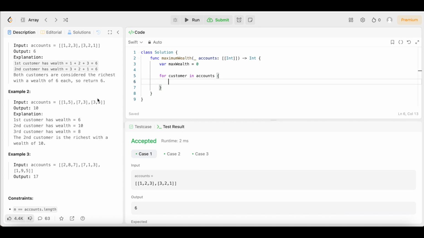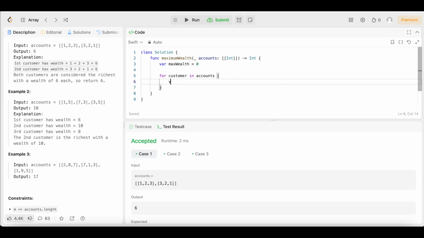So the customer in accounts is represented by each one of these sub arrays inside the initial array. So this would be a customer, this would be a customer, and this would be a customer, and this big array right here would be the accounts, guys. So that's how that's working.